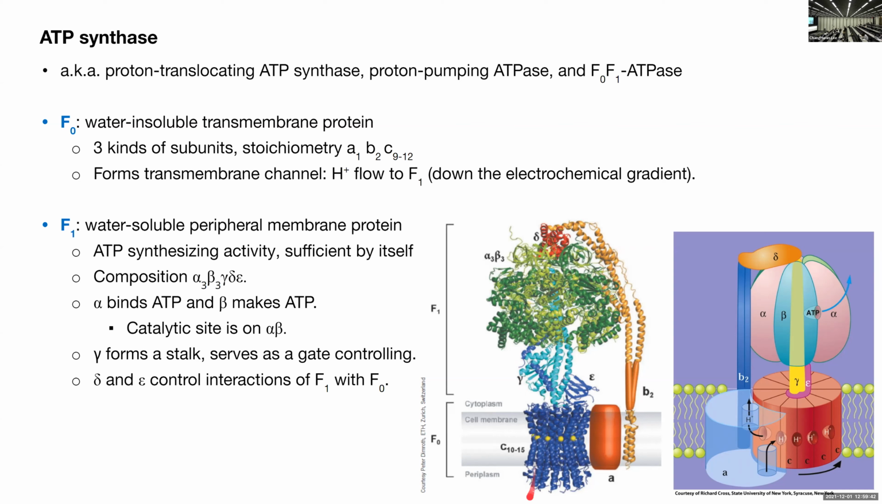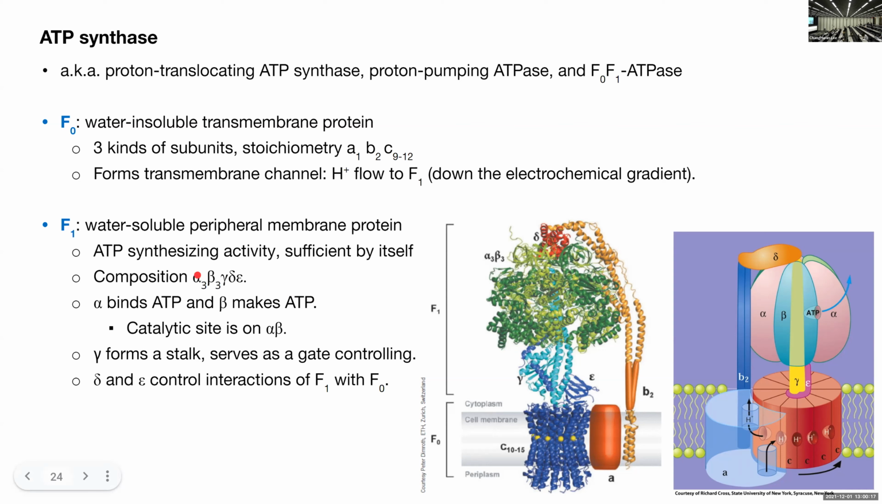electrochemical gradient, right? So all the protons that reside in the inner membrane space will just leak through to the matrix through this F0 channel. And F1 is a water-soluble peripheral membrane protein that is responsible for ATP synthesis. So it has ATP synthesizing activity, and it's sufficient by itself. It has a composition of alpha, beta, gamma, delta, and epsilon.